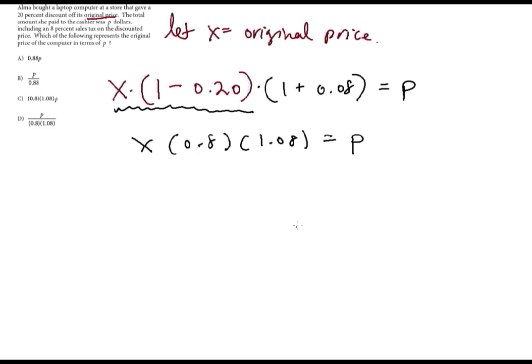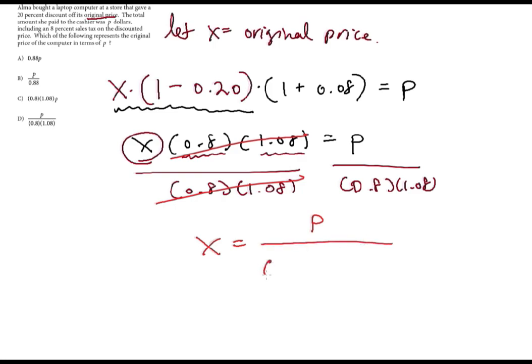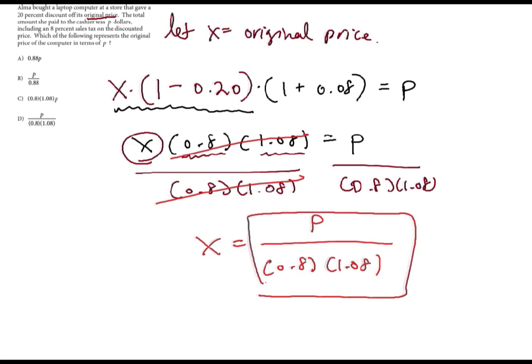Which of the following represents the original price? So this is what we're trying to solve for, meaning that X is what we want to isolate. So we've got to move these numbers to the other side, and in order to move them, you've got to divide both sides by these two numbers multiplied by each other. So what you end up with is a cancellation of those two numbers on the left side. So you get X is equal to P divided by (0.8 times 1.08). Okay, so that's answer choice D. Sweet.